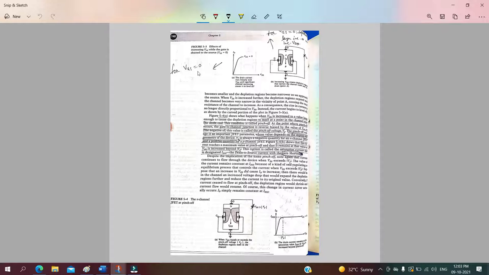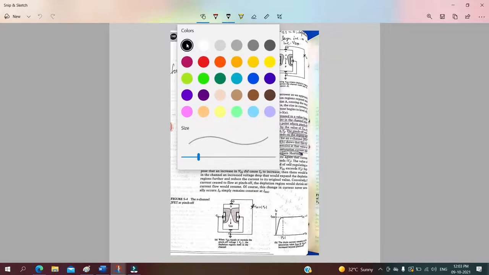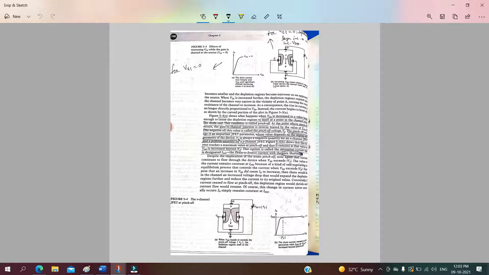So initially we will make VGS equal to 0 volt. Gate is shorted to source so that VGS is equal to 0 volt. Now we will apply voltage between drain and source terminal such that the positive terminal of the battery is connected to the drain and negative terminal is connected to the source.